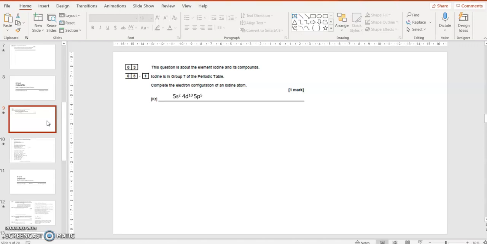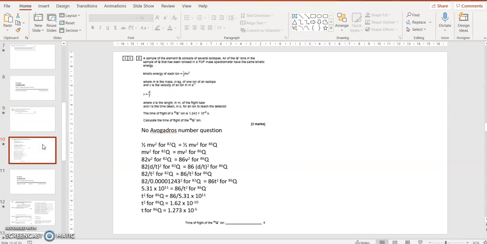So I fill up all the 4d's, they can have 10 electrons, and I know that iodine's in group 7, so it's going to have 7 electrons in its outer 5th energy level, so it'll be 5s2, 5p5. You can add up the number of electrons in krypton and add on another 17 for those that you've just put in, 5s2, 4d10, 5p5, and you'll come out with the same number of electrons as in iodine.